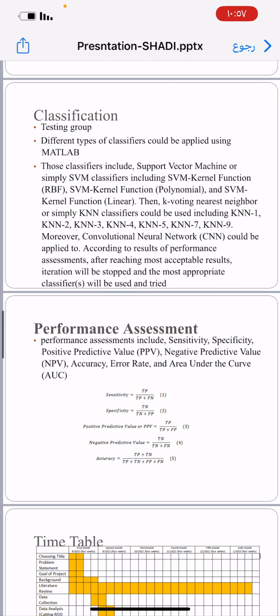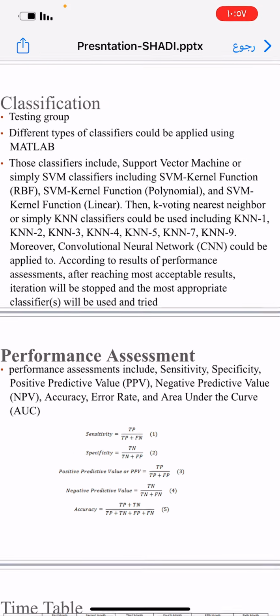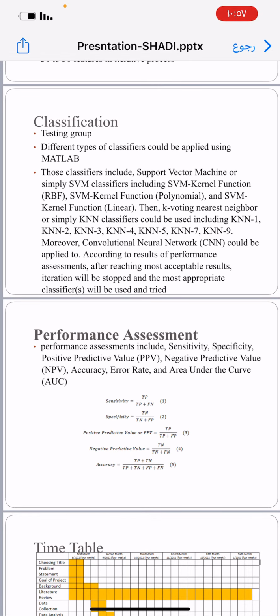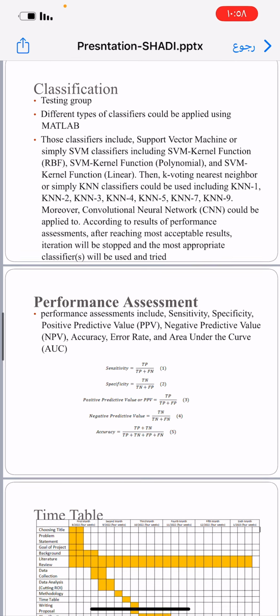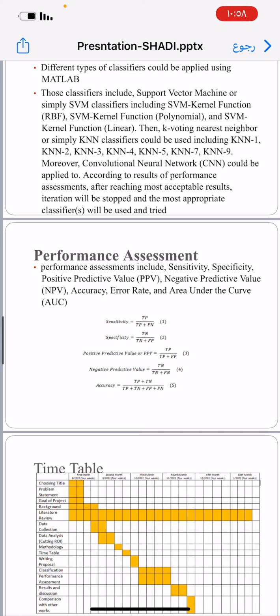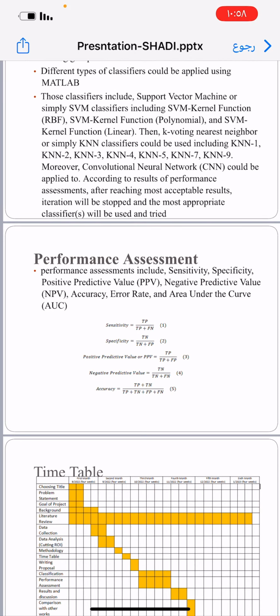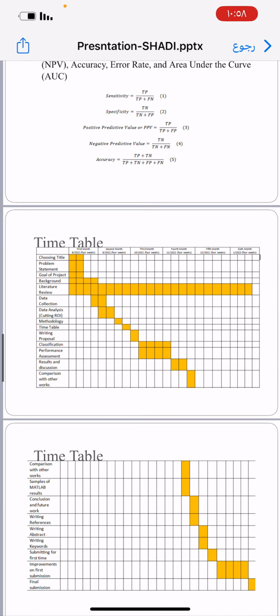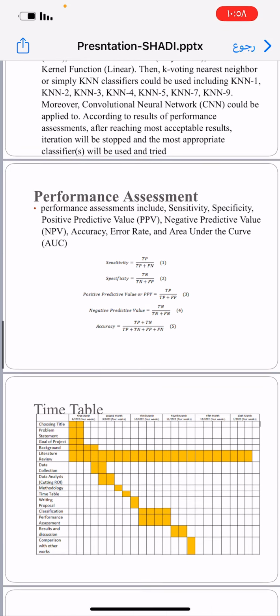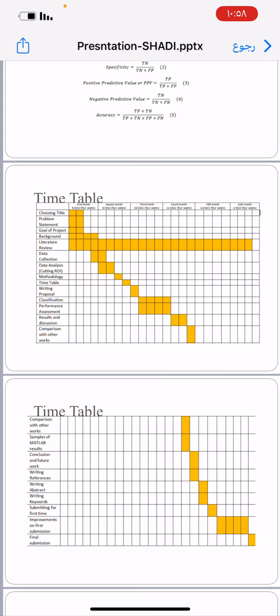For classification, many classifiers have been used, as seen here, like SVM, kernel function, where SVM is support vector machine, and KNN, which is K-nearest neighbor. To assess the performance, we used performance assessments, which are sensitivity, specificity, positive predictive value, negative predictive value, and accuracy. The accuracy is the main one. So through an iterative process, we have reached good results.